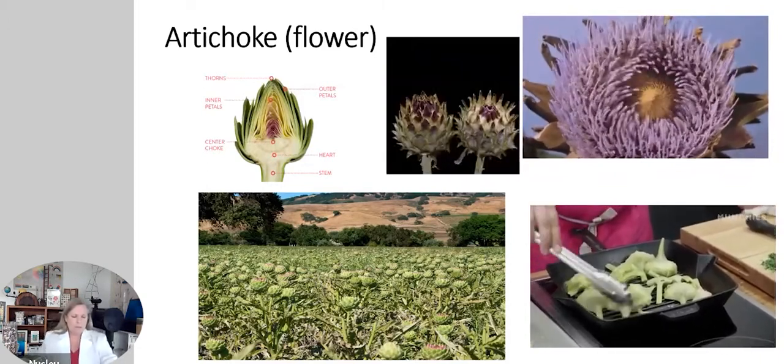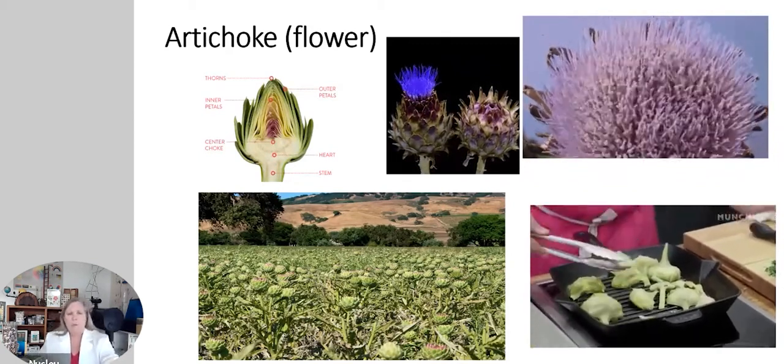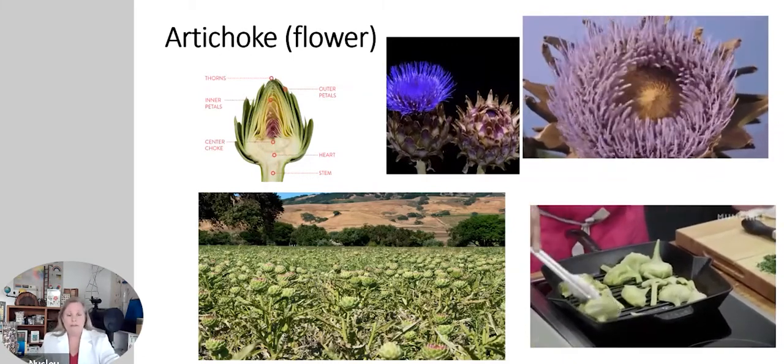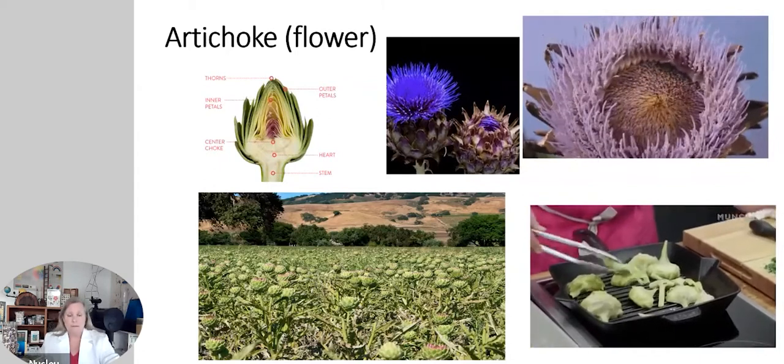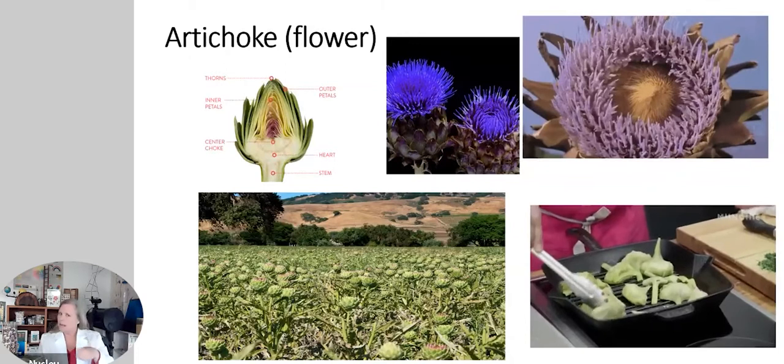If you look at the bottom field, can you put your finger on one artichoke? How about two, three, four? How many artichokes do you think are in this field? It's a lot of artichokes. And we cook them in different ways, eat them in different ways. You see here, we're just sauteing them up.